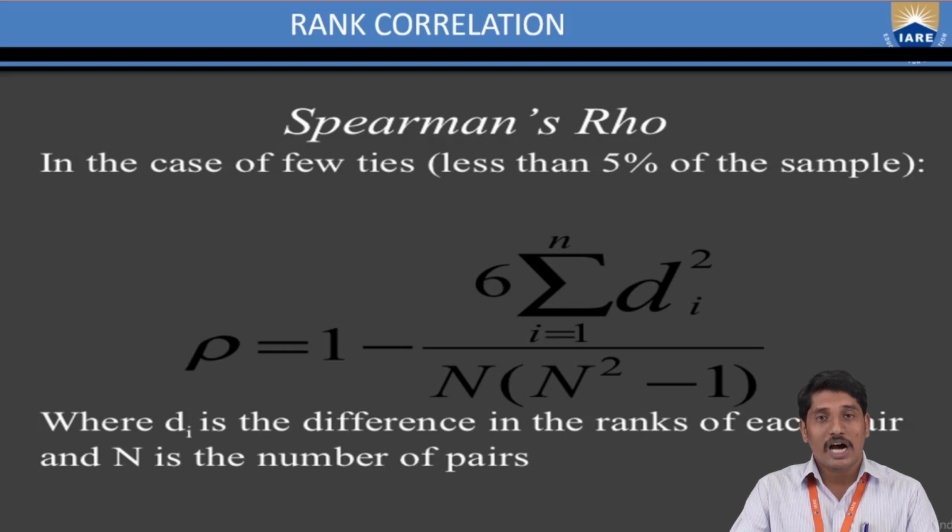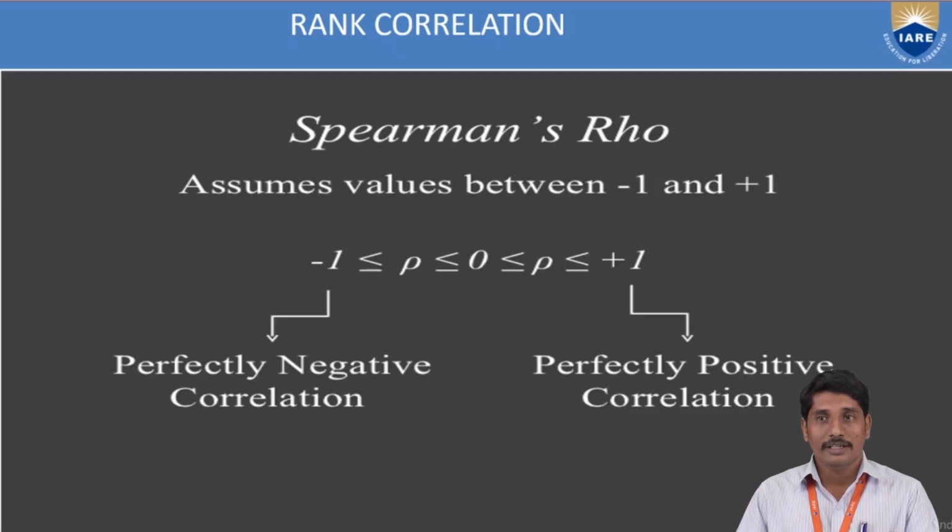That is, d_i is nothing but the mod of the rank of x_i minus the rank of y_i, and d square represents the square of the difference. So let us see the things more clearly in the next slide.